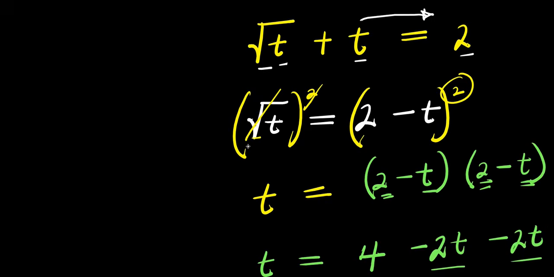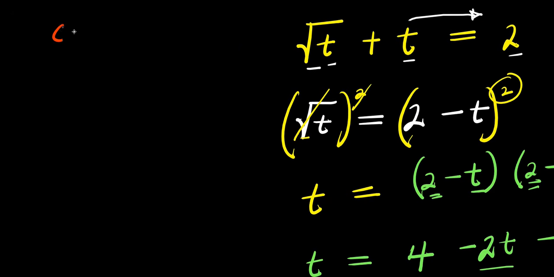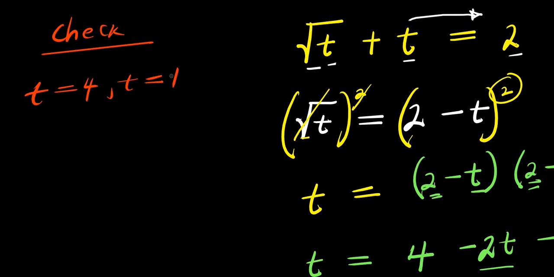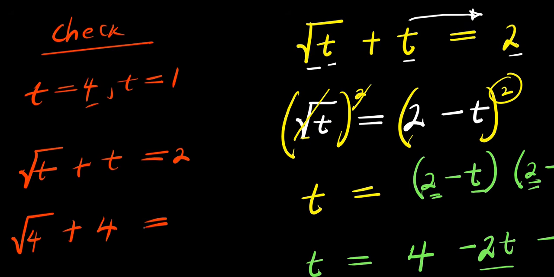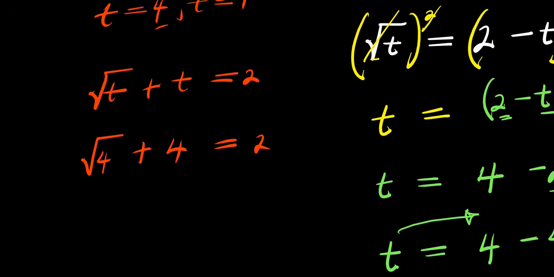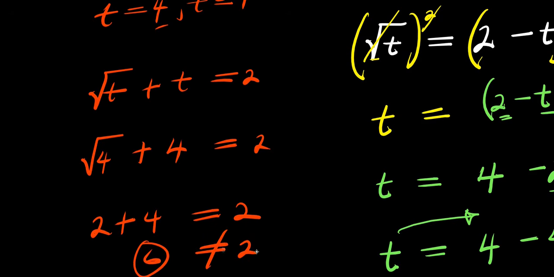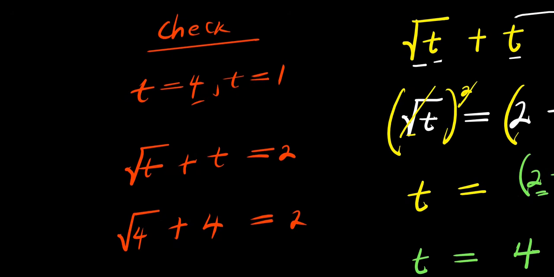So guys, that is it. If you want to check, you have t equals 4 and t equals 1. Let's start when t equals 4. You have square root of t plus t equals 2. Square root of 4 plus 4 equals 2. Now square root of 4 is 2, plus 4. 2 plus 4 is 6, and this is not 2 because 6 is bigger than 2, meaning that this value here is not a valid solution.